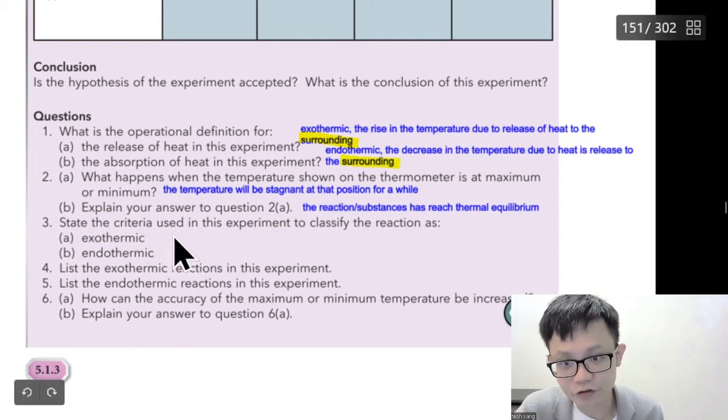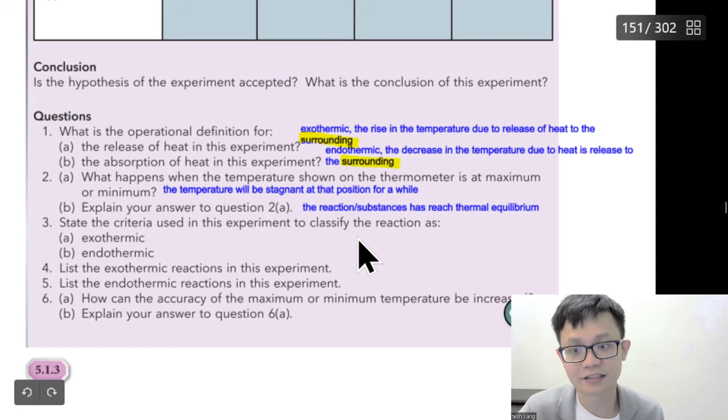State the criteria used in the experiment to classify the reaction as exothermic and endothermic.